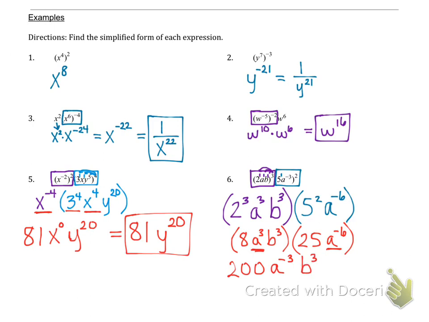I need to do one more step to get rid of that negative exponent. So the 200 is going to stay where it's at. A to the negative third power, I'm going to take the reciprocal of the power, so a to the third is going to end up on the bottom of the fraction in the denominator. And then b cubed has a positive exponent, so it's going to stay in the numerator. And that is our final answer.